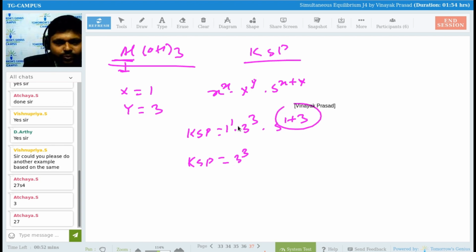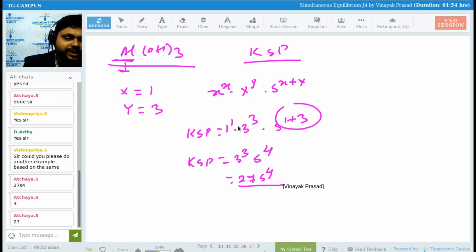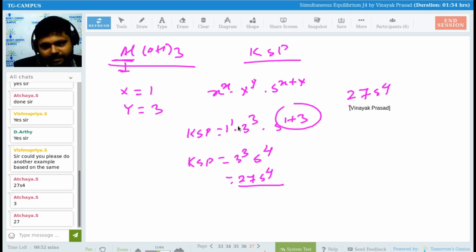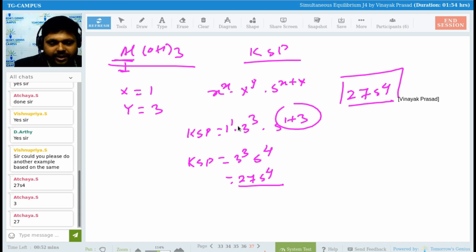S to the power 1 plus 4. So it will be equal to what? S to the power 4. So 3 3s are 27, so 27 s to the power 4 will be the right answer for this Ksp. Is it fine? 27 s to the power 4. This is the short trick. By the short trick we have got this answer, guys.